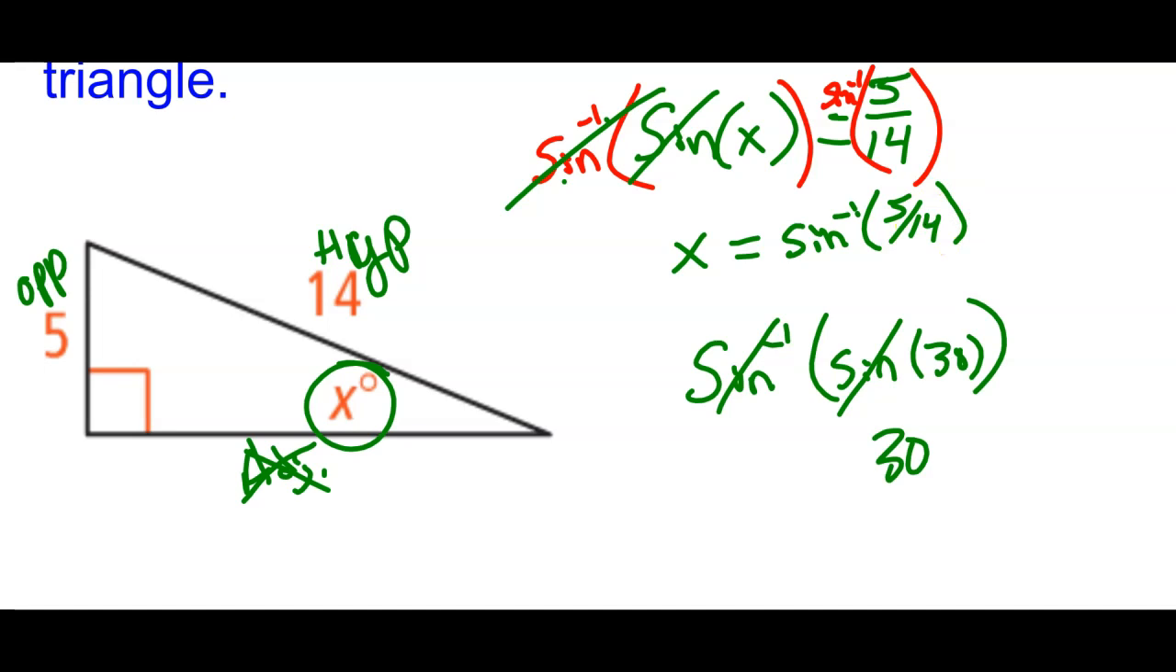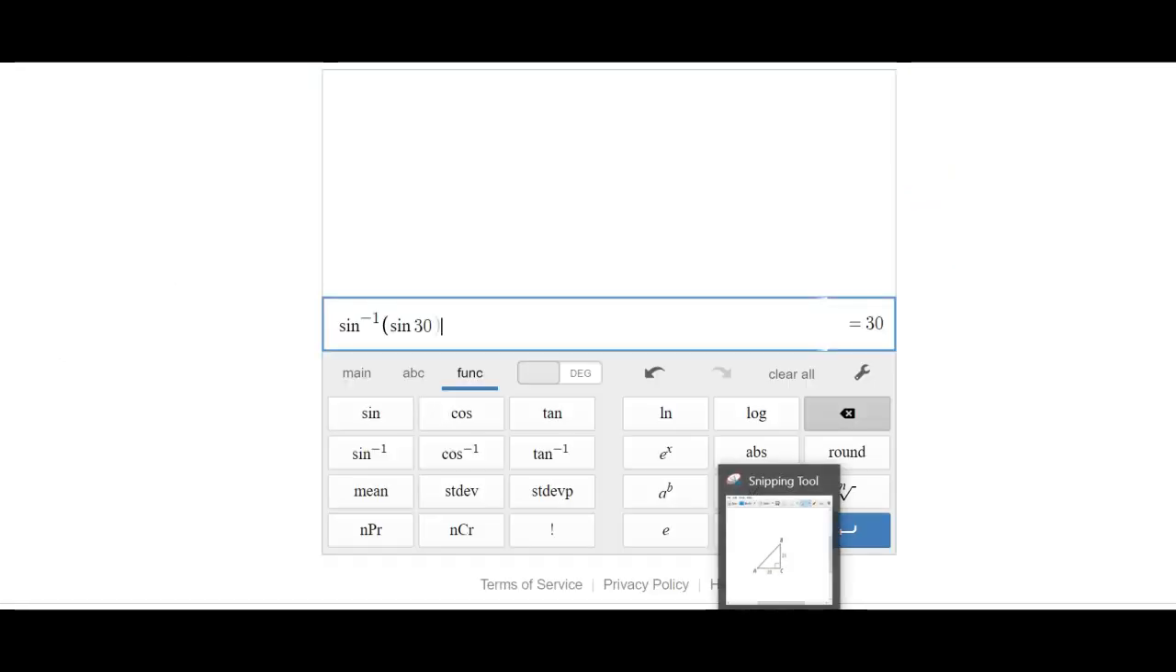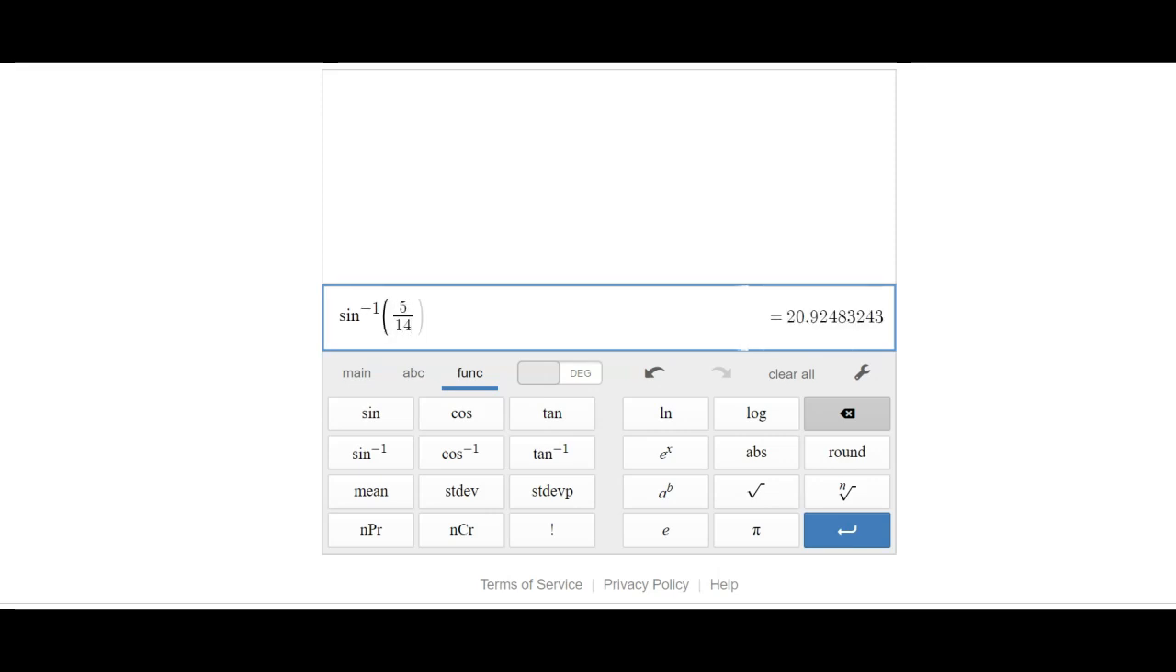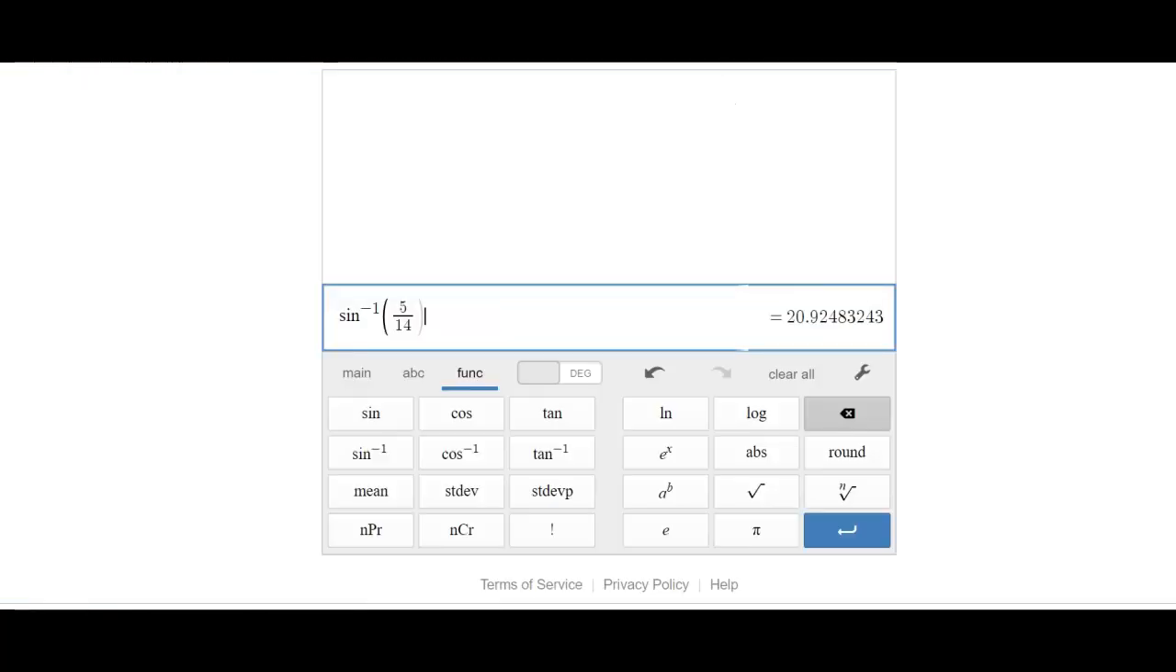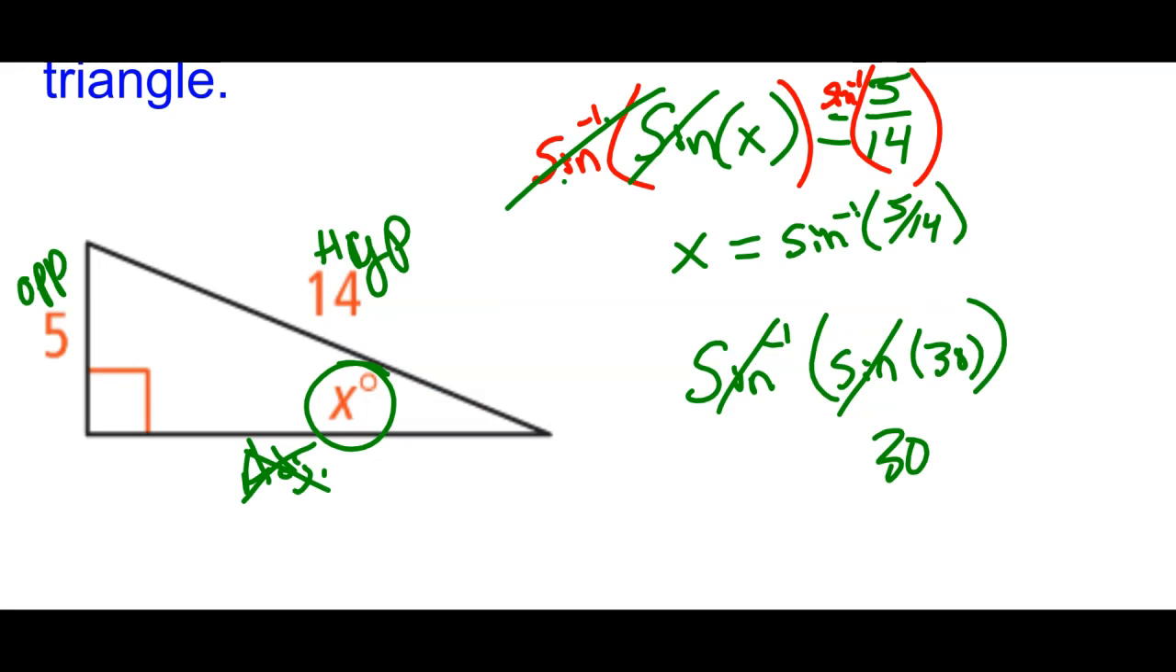So I go over to the calculator and I type in the sine inverse of 5 divided by 14. And I get 20.92 and some extra degrees, fractions of a degree there. So this part right here, taking the sine inverse of 5 over 14 is the equivalent of finding that 5 over 14 underneath sine and seeing what angle it gives you in here. It's just a little bit more accurate because it tells us for sure it's 20.92 there. That's our angle on this problem. 20.92.